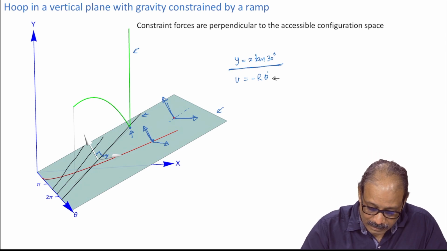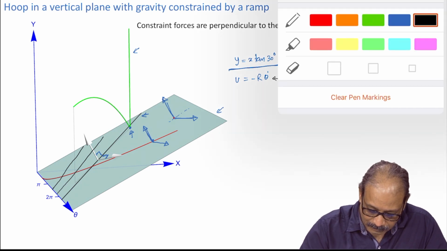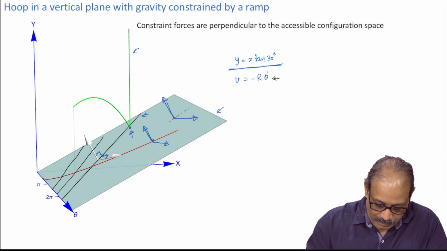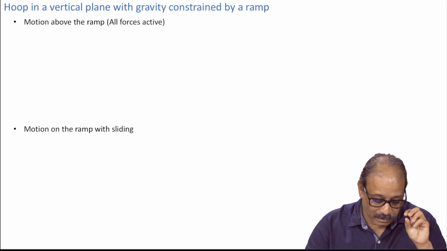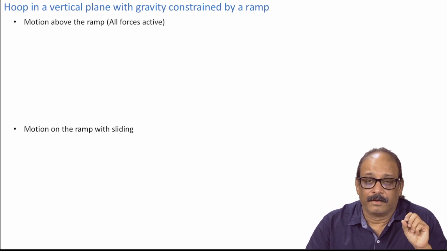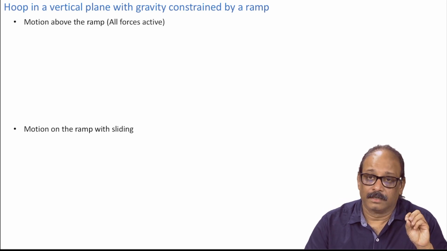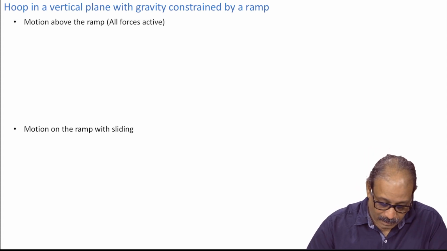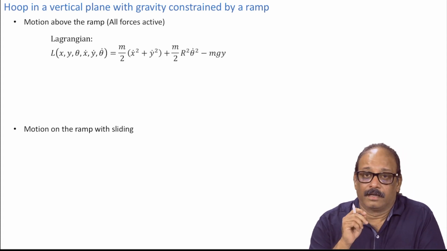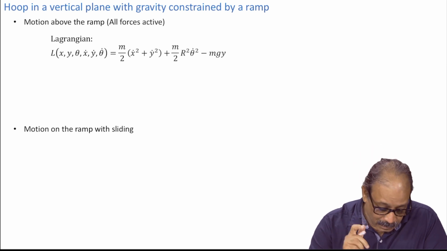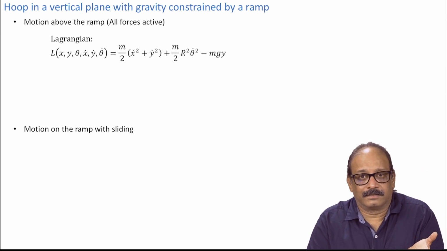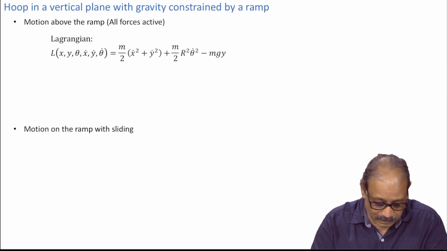So, to summarize, here are the three situations. In these three situations, the first case is where the motion is above the ramp. Now, let us write down the Lagrangian for this system. What is the Lagrangian? Of course, in this case there is no constraint. Okay, there is no constraint.